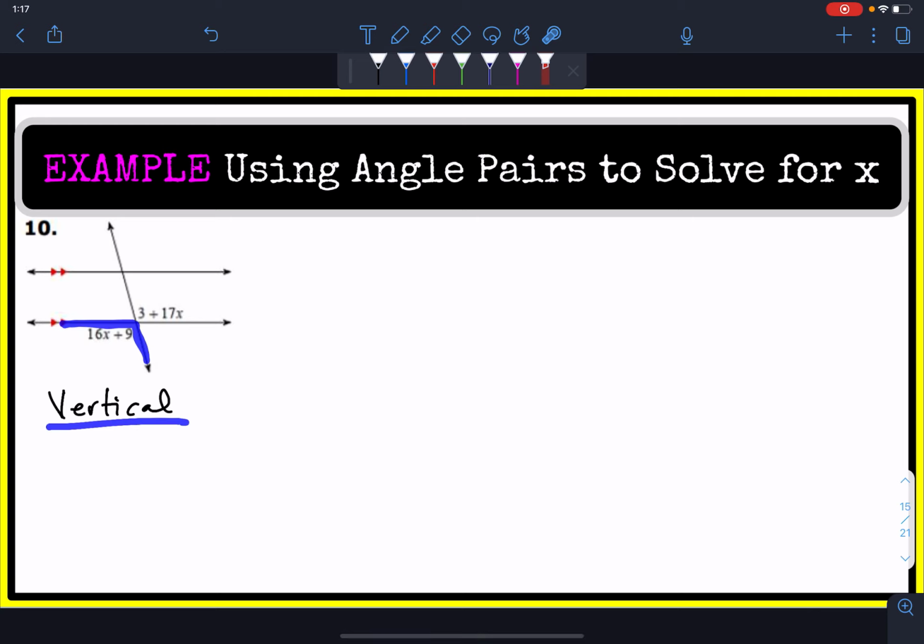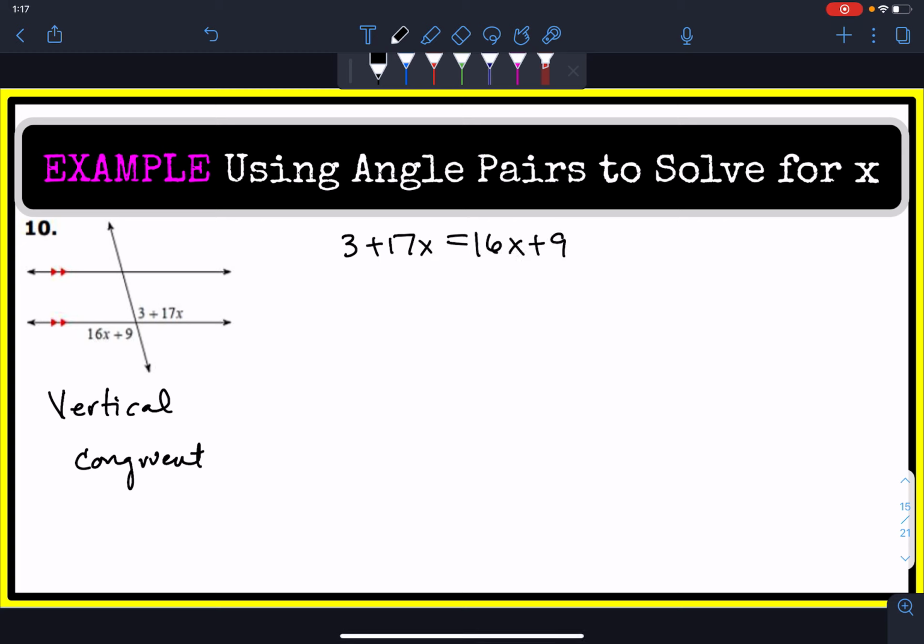So even if you can determine that they're vertical, which means that they're congruent, you can also determine that they're congruent by looking at the angle size. Since this is obtuse and this is also obtuse, they have to be the exact same obtuse angle, so they're equal to each other. So 3 plus 17x is equal to 16x plus 9. Now, doing the same technique as before, letters to the left and numbers to the right.